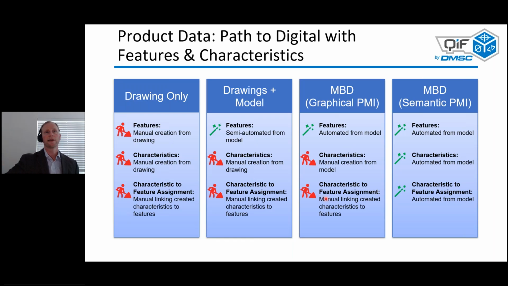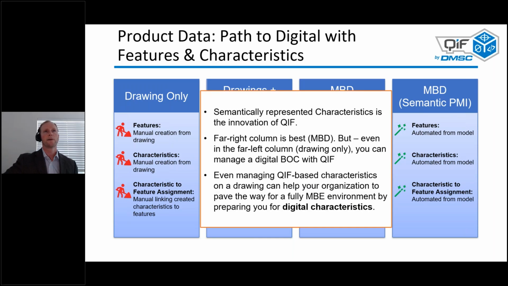And then also, when you link up your characteristics to features, you'll need to do that manually as well. And then of course, the beautiful state that we all want to be in is semantic MBD. We have features digitally represented by a CAD model, characteristics that are machine readable, and the link between the characteristics and the feature is established and clear and machine readable. So these are the various different stages that we want to be in on our journey towards this state of perfection.